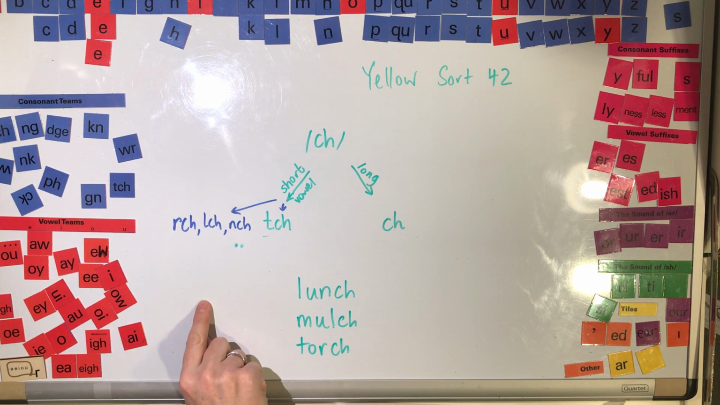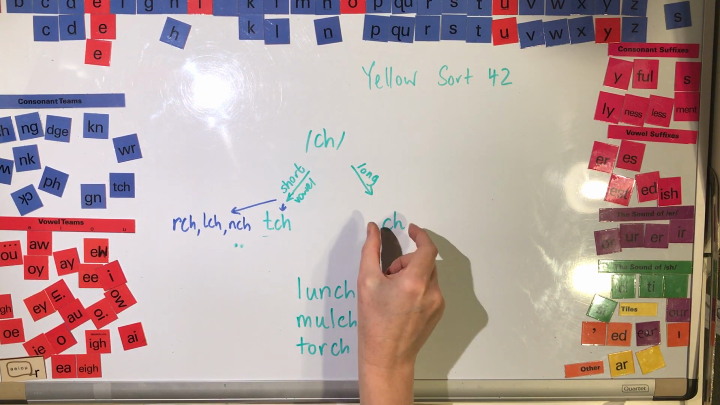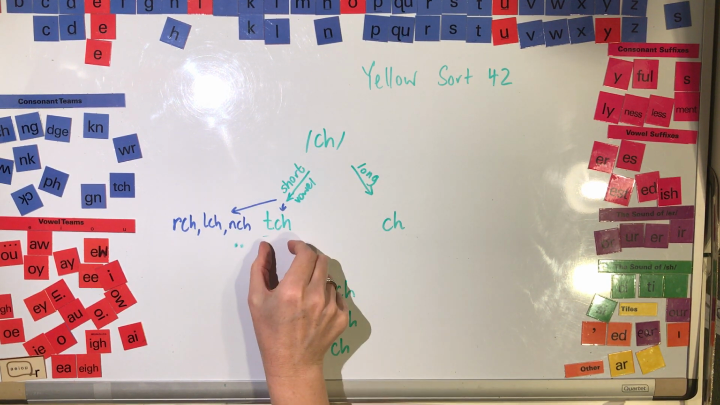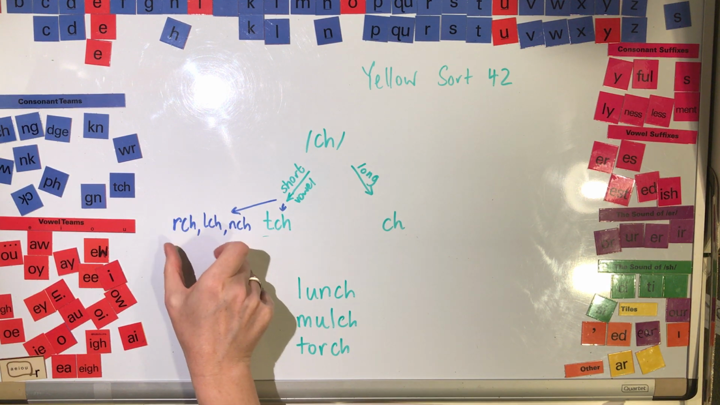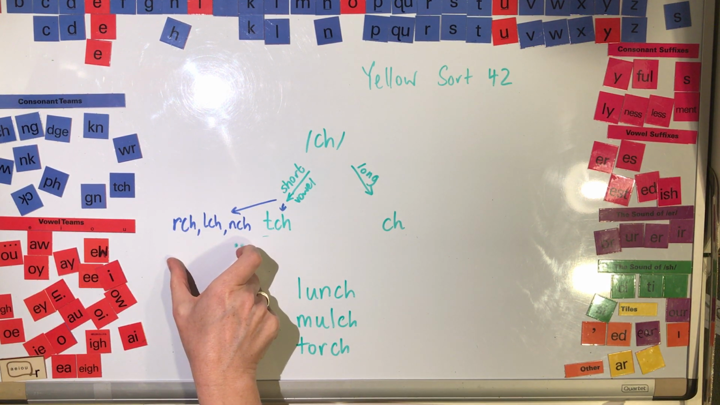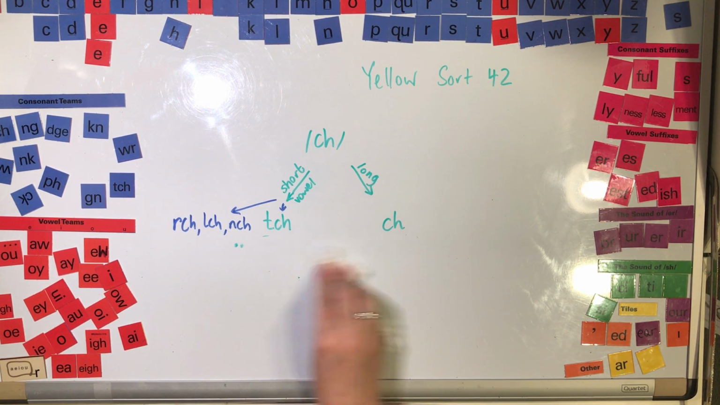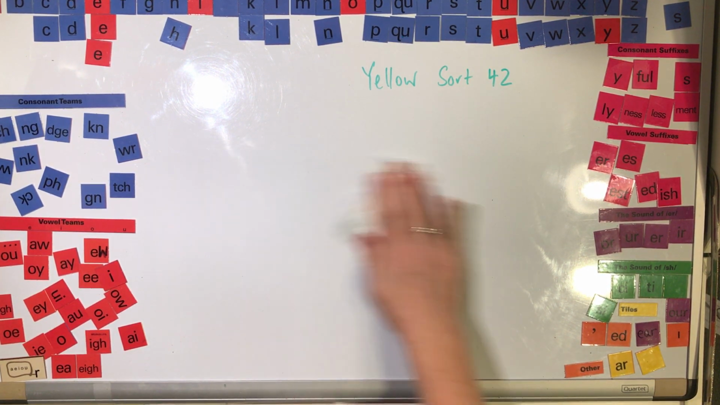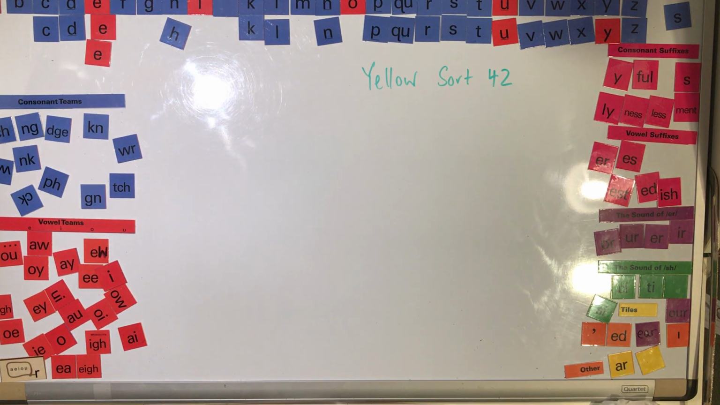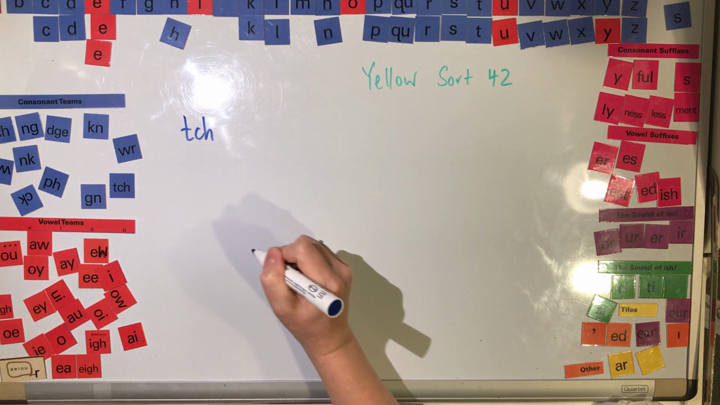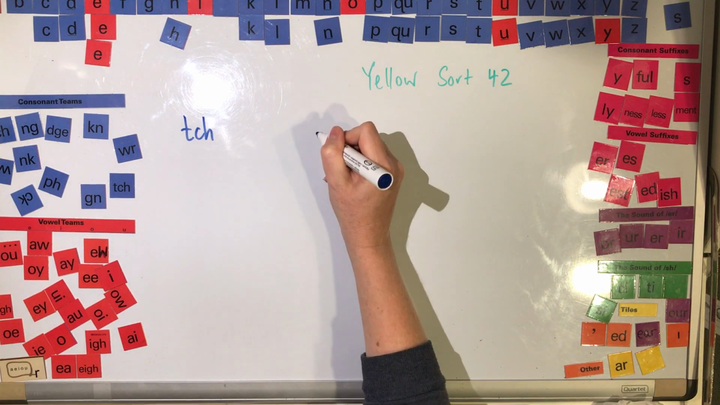So we're going to have three categories of words. We're going to have long vowel sounds that just use the CH, short vowel sounds that use the TCH, and short vowel sounds that use these three letters with the CH. So we have three categories to our word sort. Okay, let's get our word sort down. And we've got a few oddballs as well. So we have TCH, and we have CH.